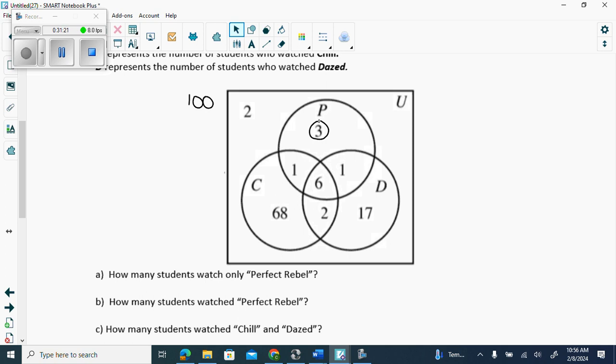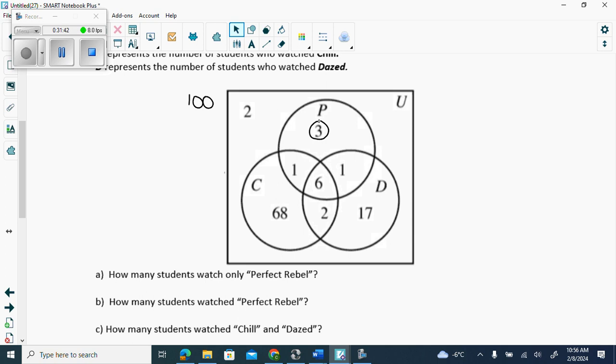Does this one say Perfect Rebel only? Or does this mean if they watched Perfect Rebel, I include them? Right? Could they watch anything else? Could they watch all 3? Yes. If they watch Perfect Rebel, I am counting them. Like I'm saying to you, memorizing is scary to me. So if you understand why you're picking the numbers and choosing them, it makes life better.